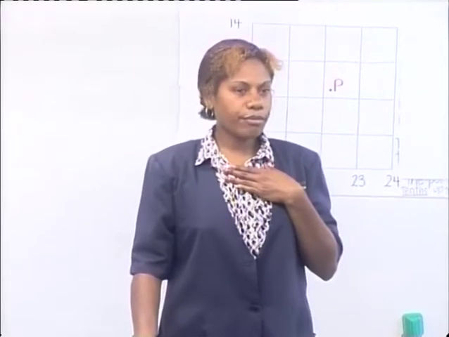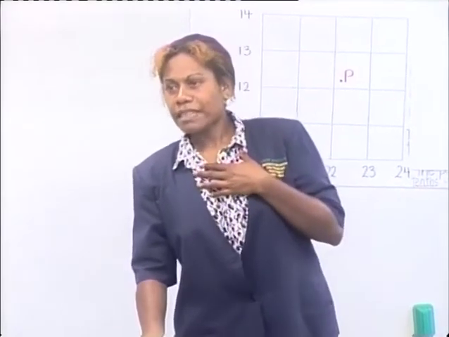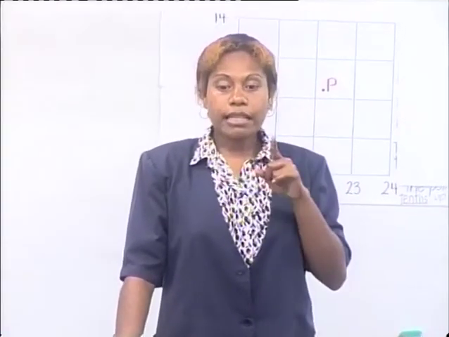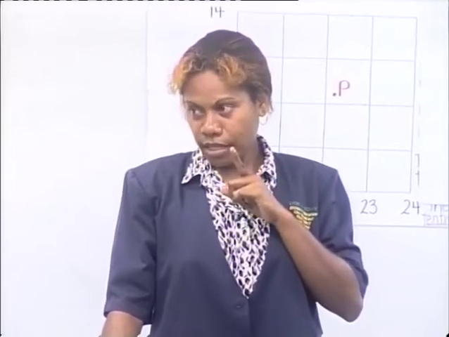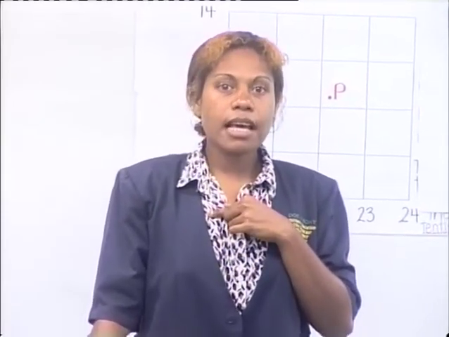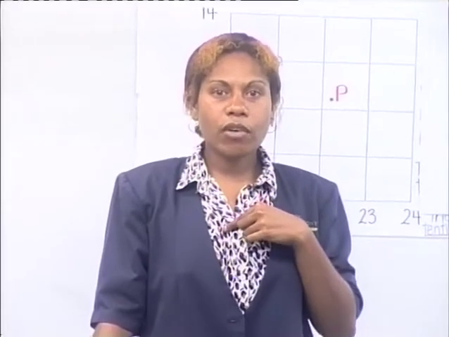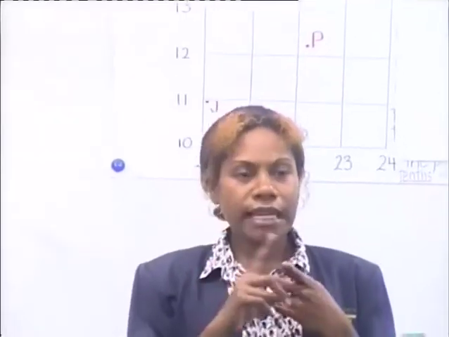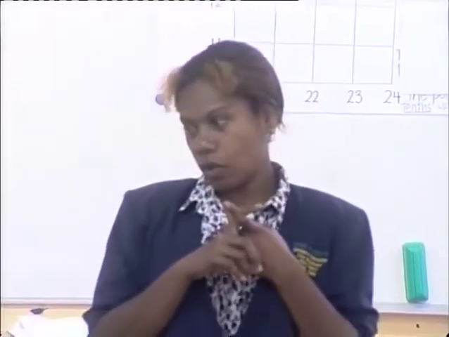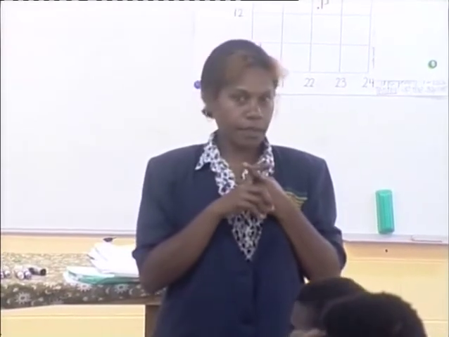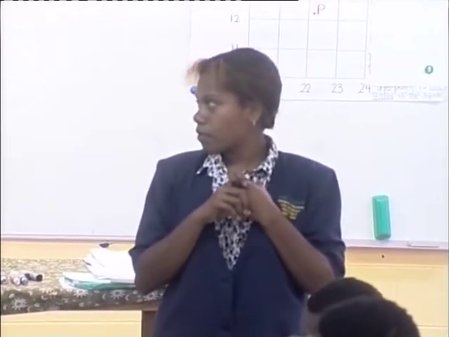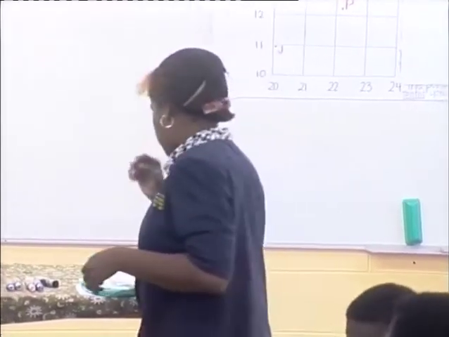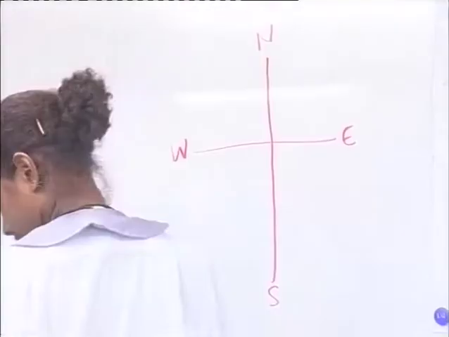All right. Can we have a volunteer, please, to come up to the board and draw the 4 main points on the compass. Receiving students, you have a volunteer to go up to the board and write down or draw the 4 main points on a compass. All right, let's have quickly, Bronwyn. All right, good.